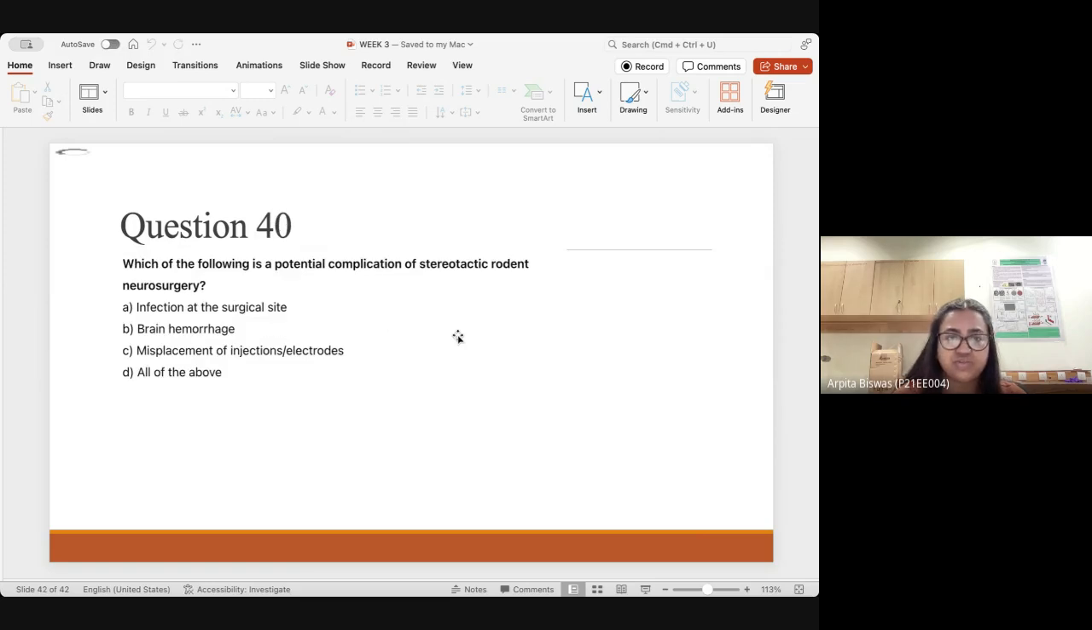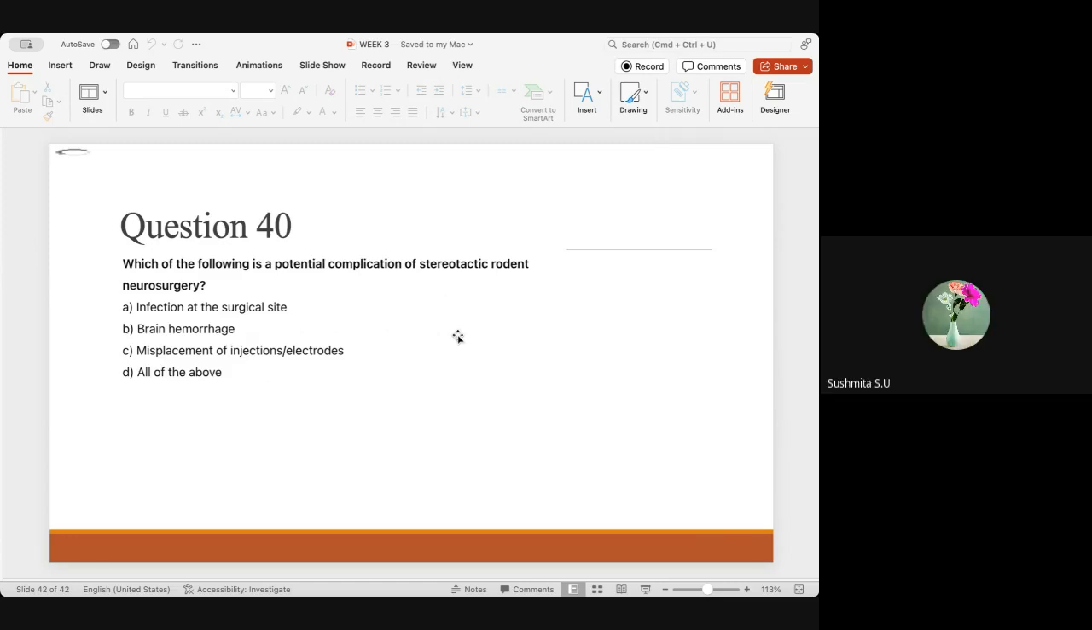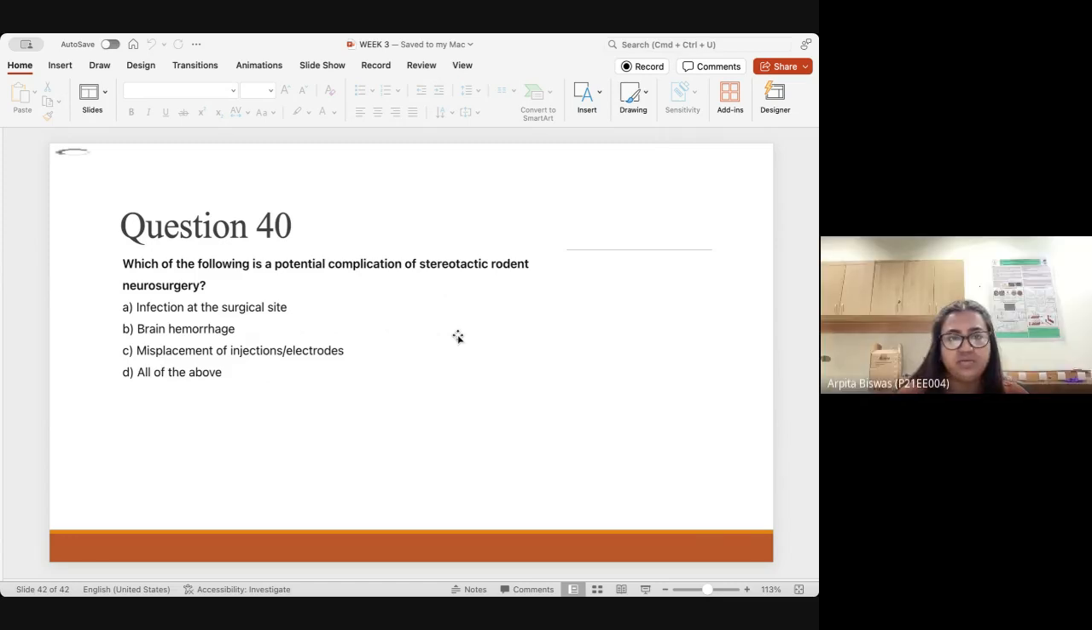And this is the last question, question number 40. So, which of the following is a potential complication of stereotactic rodent neurosurgery? So, first option is infection at the surgical site, then brain hemorrhage, and third option is misplacement of the injections or electrode, and option D is all of the above. Yes, all of the above. Good. So now we are ending the session here.